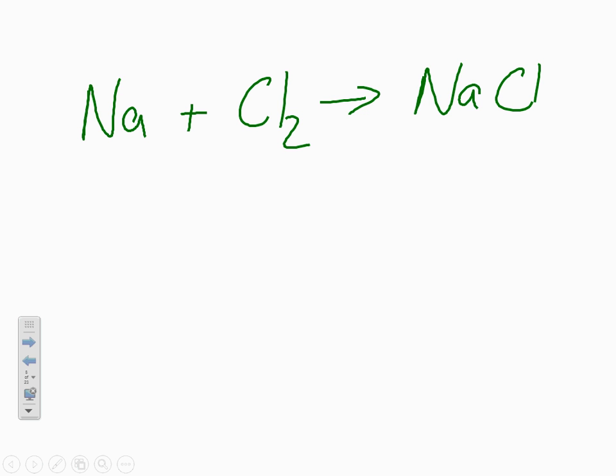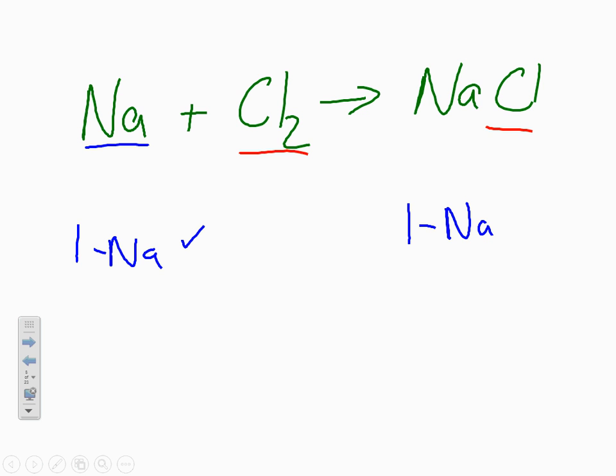Now, I want to make sure that we got everything here. We have to make sure we have the equal amount on the left and equal amount on the right. So, on the left-hand side, how many Na do we have? We have one Na. On the right-hand side, how many do we have? One Na. So we're good. So our Na is good.